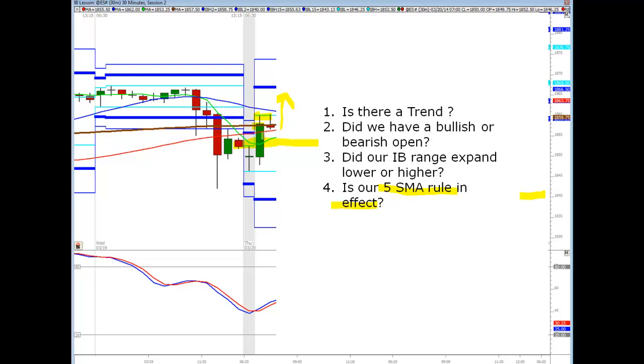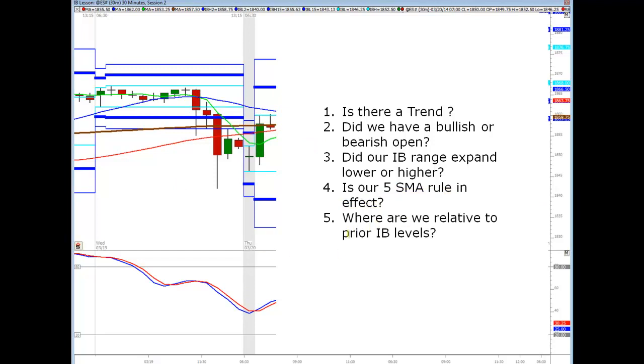So we do have another bullish indication here based on the simple moving average. I did close above the simple 5 on the 30-minute chart, and I did take out the high of that bar. All right, one more thing we are going to look at.